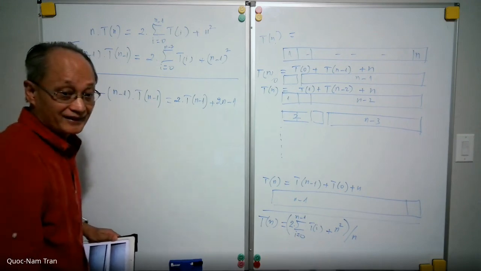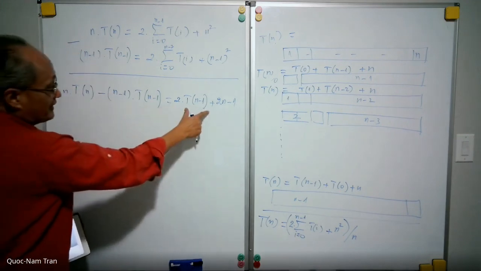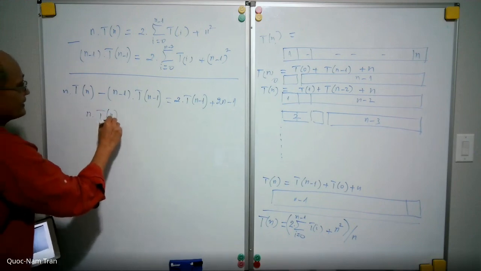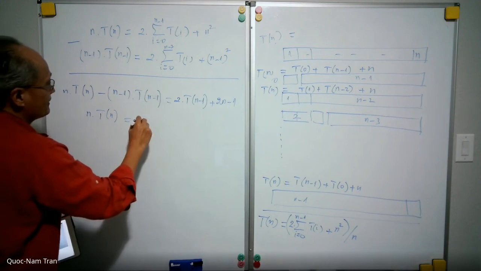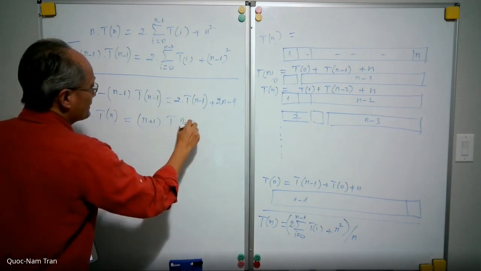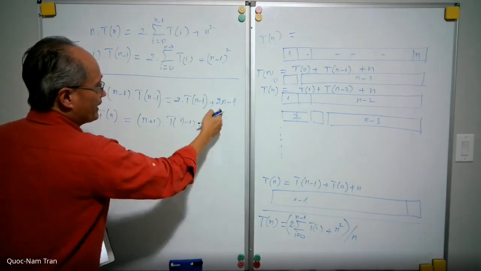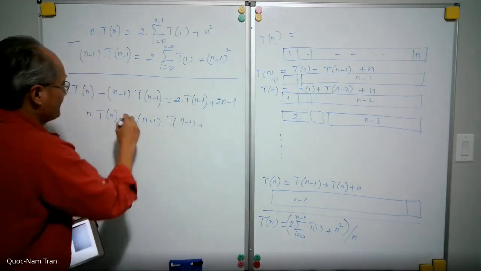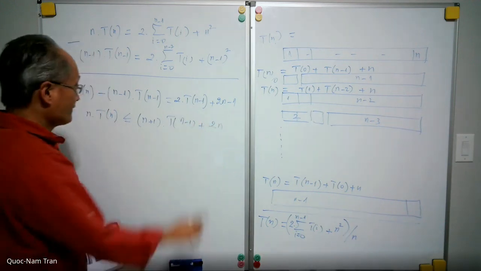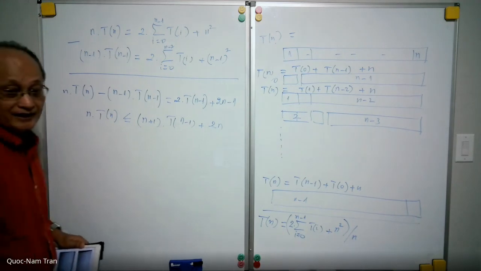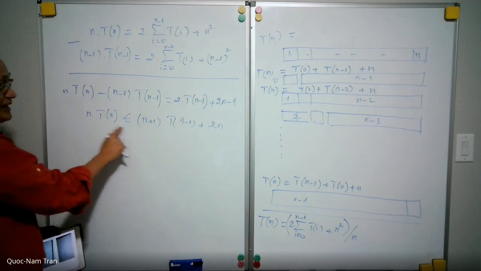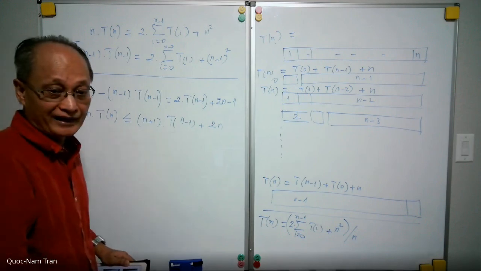Bring this one to the right-hand side. On the left-hand side, you have n·Tn minus n minus 1 times Tn minus 1, so Tn is n plus 1 times Tn minus 1 plus 2n minus 1, which is less than 2n. So that's what we have after we subtract. Now you see that we get rid of the sum: we have Tn on the left, Tn minus 1 on the right.